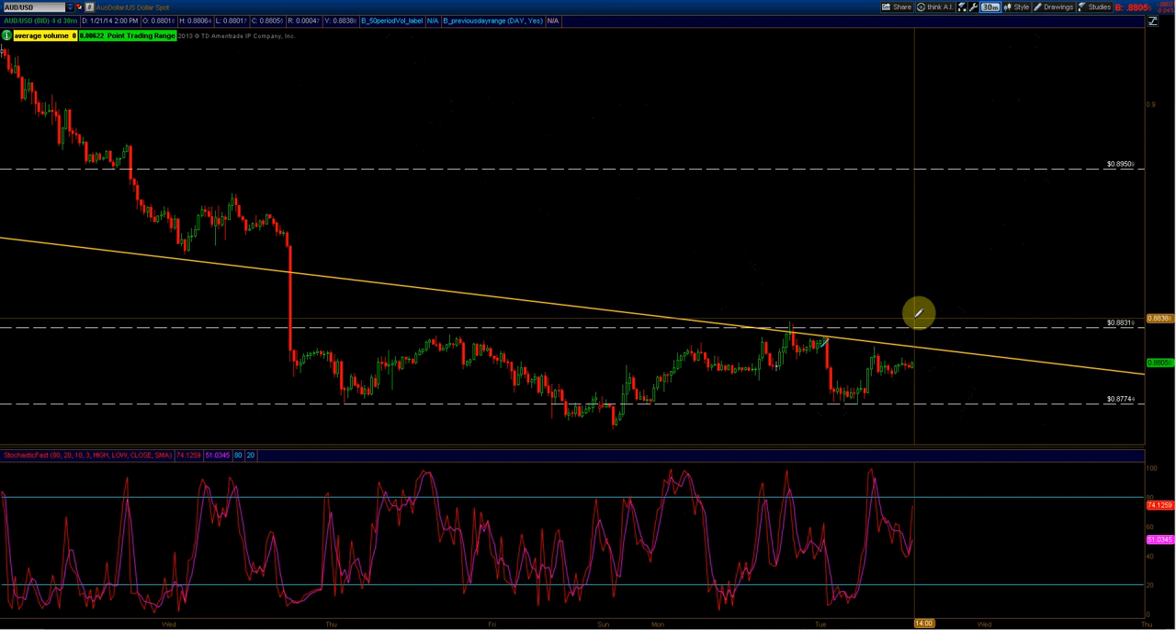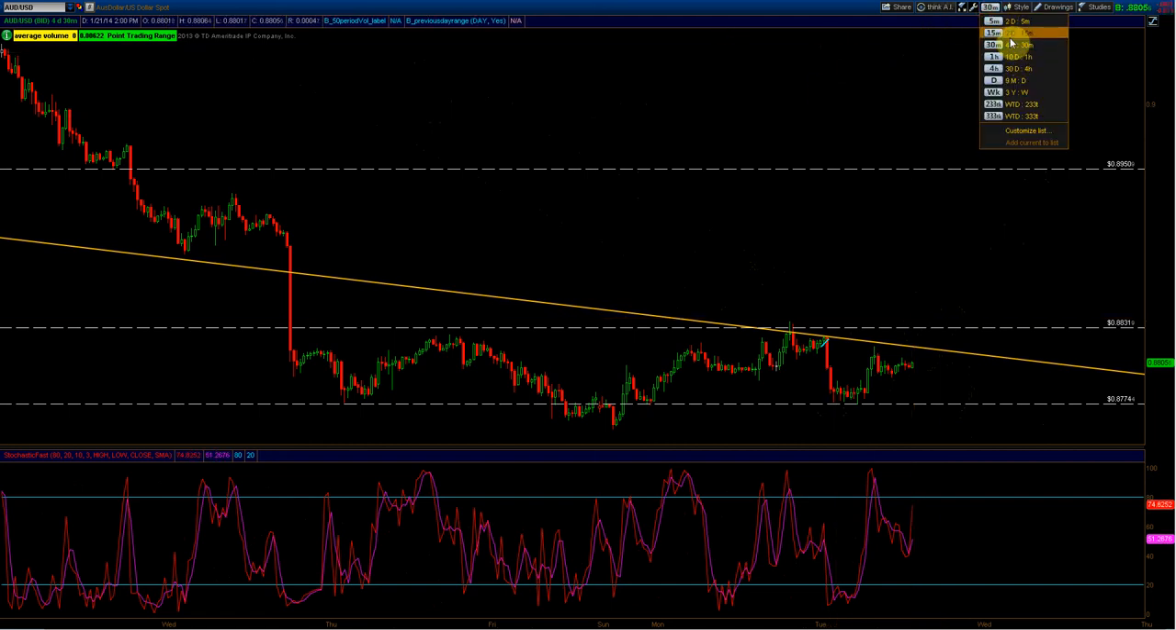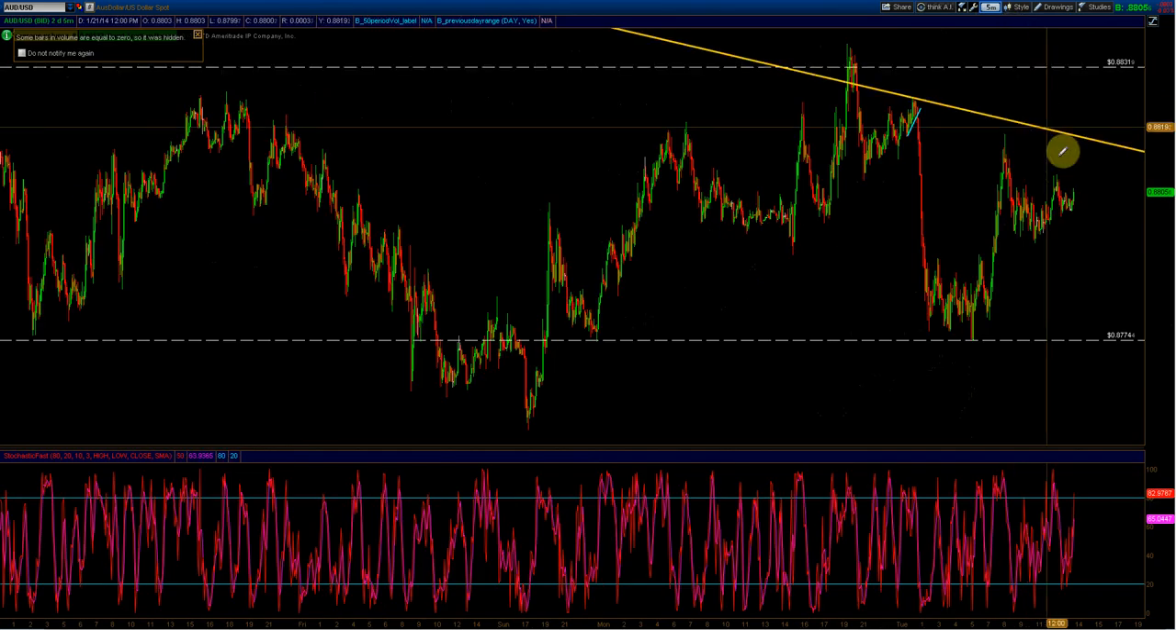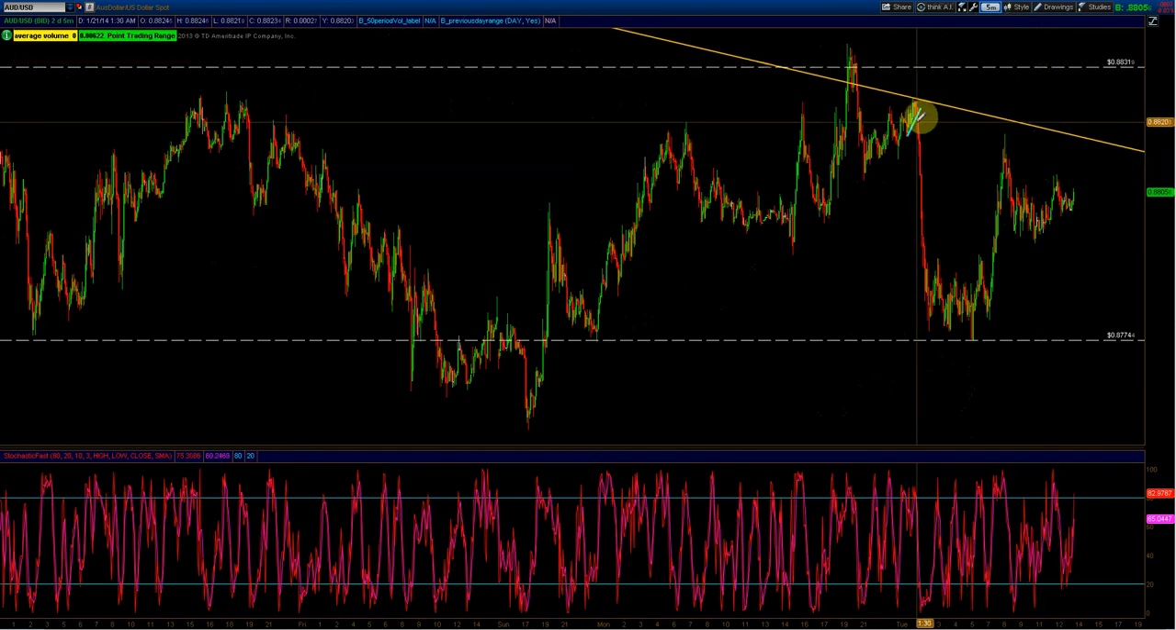So what I recommend you do is you look at a 5-minute chart, and you look at the 5-minute candle print, and you wait for that candle to finish until the next 5-minute candle prints itself.